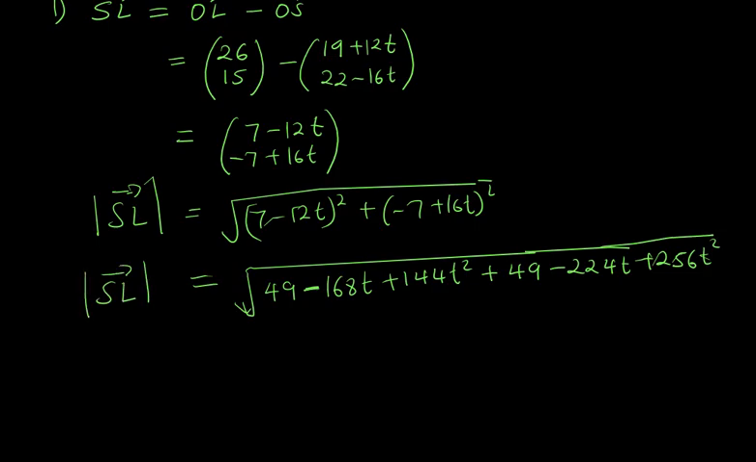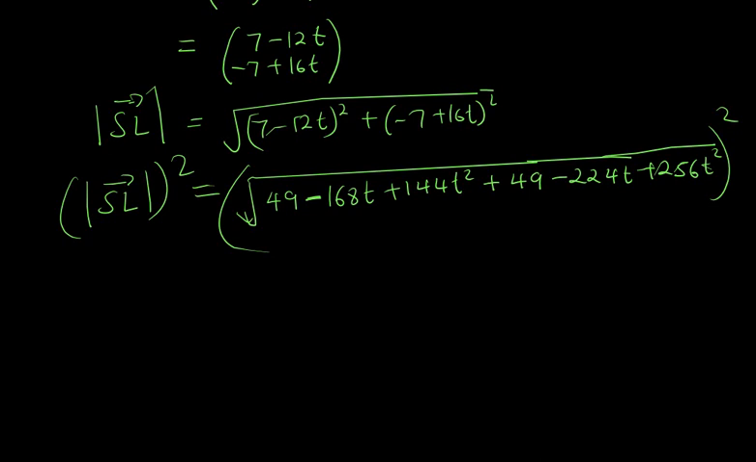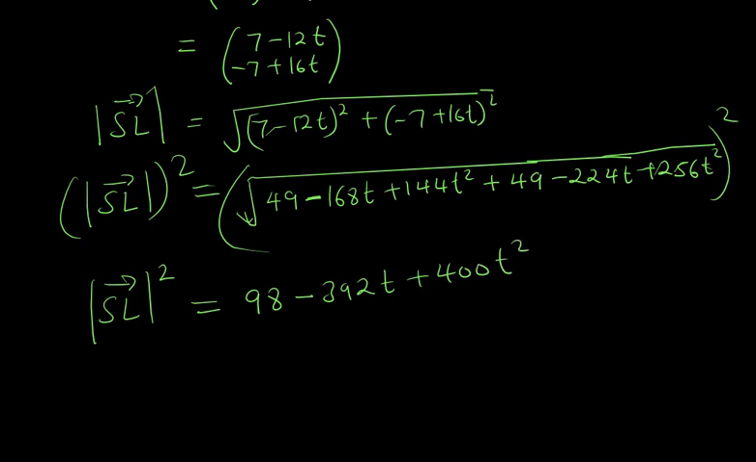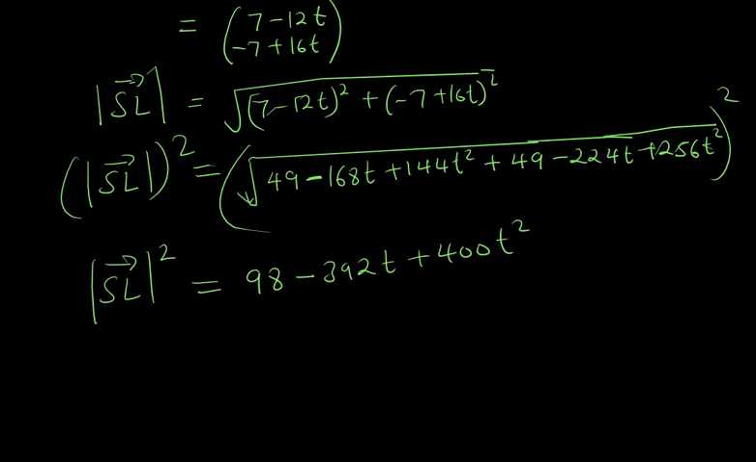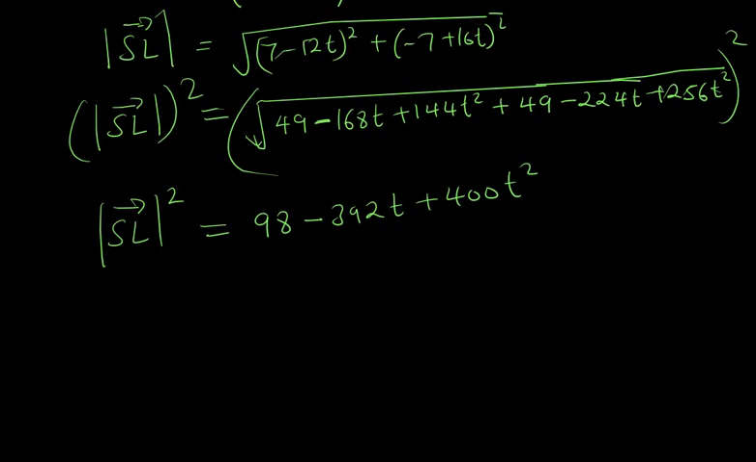Yes. Now we can square on both sides to remove the square root. Then we are able to get SL squared as 98 minus 392t, then plus 400t squared. When you simplify that, that's what you're going to get. Now, what happens? Okay, let's answer this question.